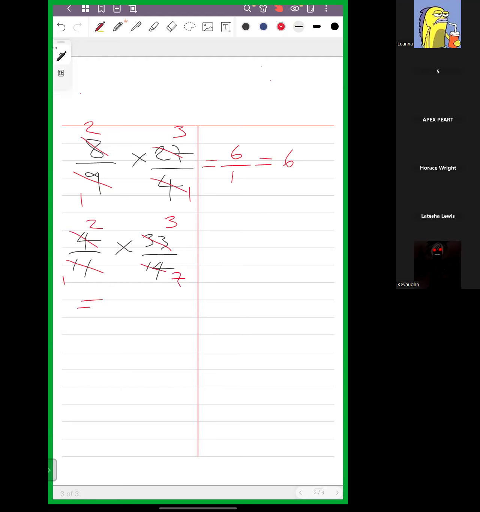So now, since everything has been reduced to its lowest form, our final answer is going to be to multiply across: 6 over 7. That's 2 times 3, which is 6. And 1 times 7 is 7. All right? And that is our result there. Okay?